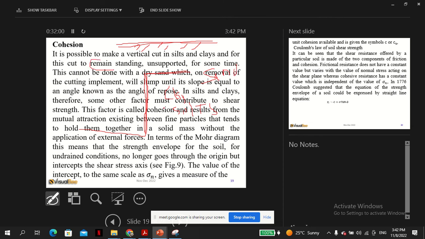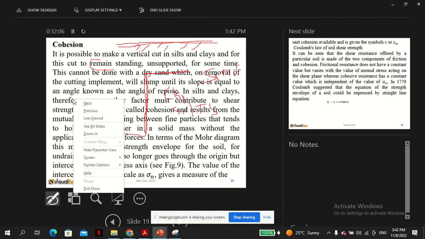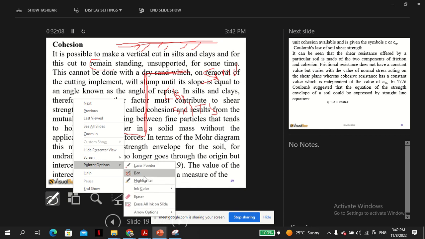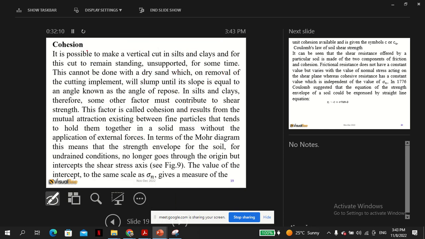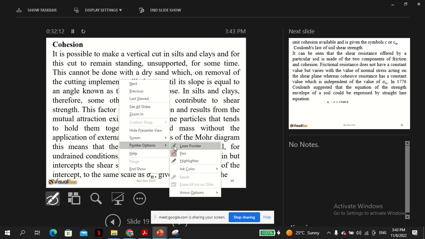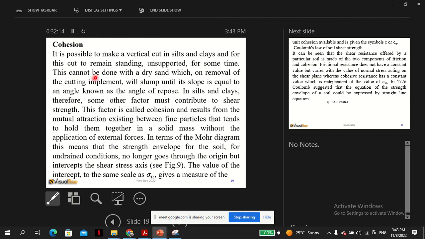So I believe if a sample can just stand, you can sample and the sample stands without collapsing, that sample has this thing we call cohesion. That's what we're trying to say here: that the cut remains standing and supported for some time. This cannot be done in dry sand, which on removal of the cutting implement will slump until its slope is equal to the angle of repose.